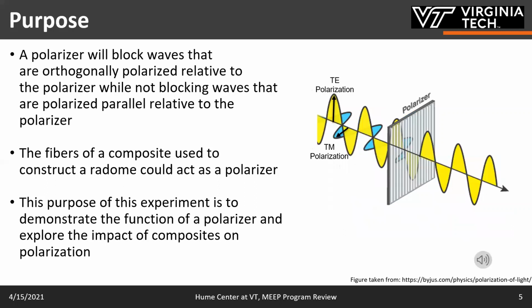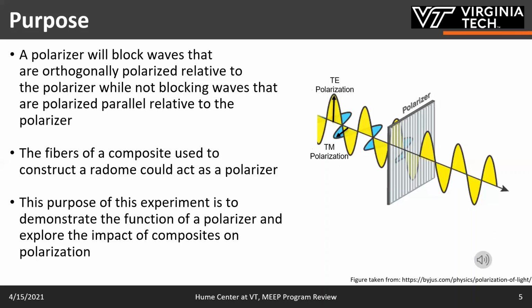A polarizer will block waves that are orthogonally polarized relative to the polarizer, while not blocking waves that are polarized parallel relative to the polarizer. As seen in the figure to the right here, we have TE polarization and TM polarization. As the wave, which is a combination of the two, passes through the polarizer, the TM polarization is blocked, whereas the TE polarization is allowed through. The fibers of a composite used to construct a radome could act as a polarizer.